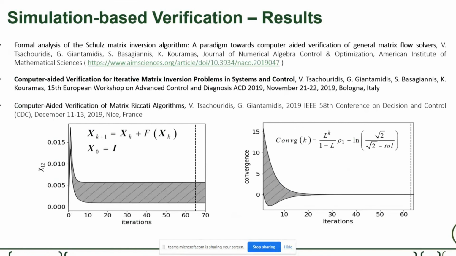And here are some examples of the results we are getting with this approach. Basically, we apply the affine arithmetic framework, the simulation-based verification framework, on two algorithms. On the left, we have this iterative algorithm that computes the actual solution to the Riccati equation. And on the right, we have a more conservative formula that gives us a bound for the number of steps.